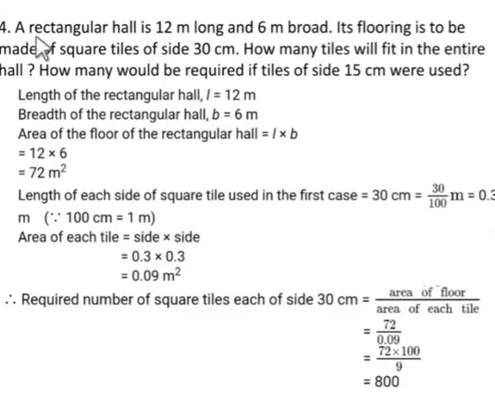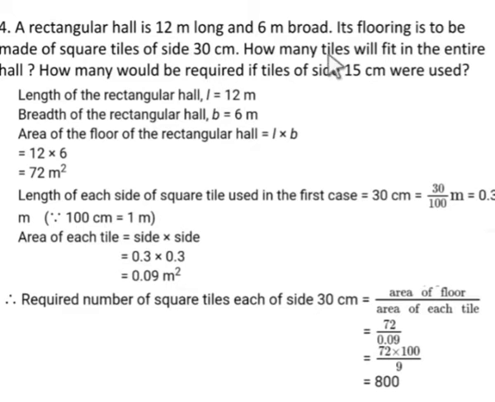Now children, fourth example. A rectangular hall is 12 meter long and 6 meter broad. Its flooring is to be made of square tiles of side 30 centimeter. How many tiles will fit in the entire hall? How many would be required if tiles of side 15 centimeter were used? Children, in this example, length and breadth of rectangular hall are given. Also, length of the side of a square tiles are given.